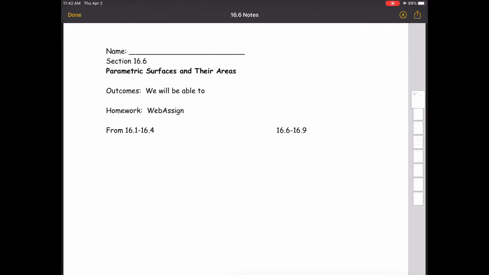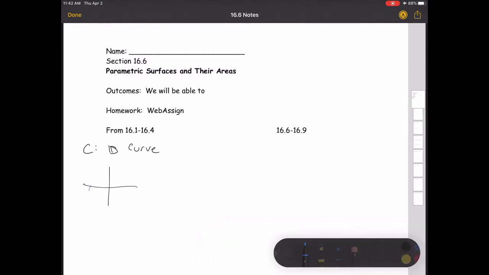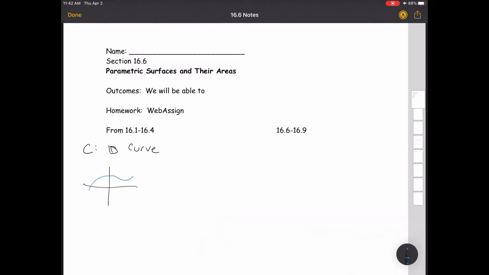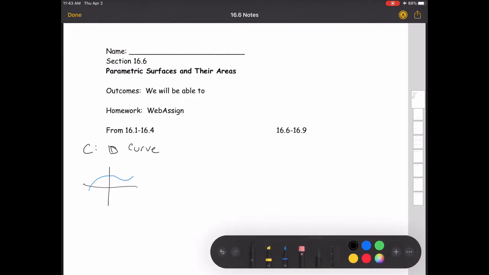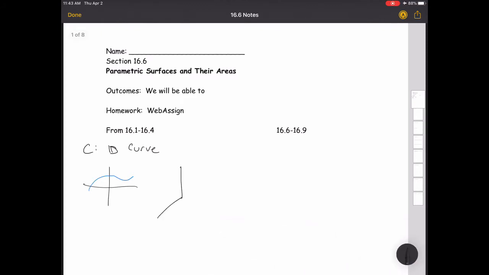Okay, so in 16.1 to 16.4, what we were talking about was we had some kind of a curve, and we defined it as C. And that curve was some kind of a one-dimensional curve, a 1D curve. So it might have been something that looks like this. Who knows what it was, but it was some kind of a one-dimensional curve. And yes, we could have had this curve defined in even three-dimensional space.